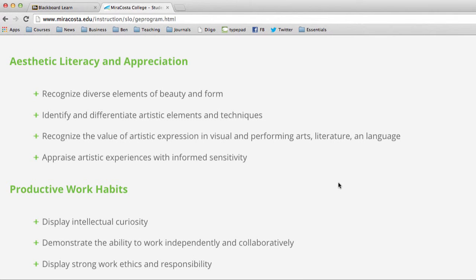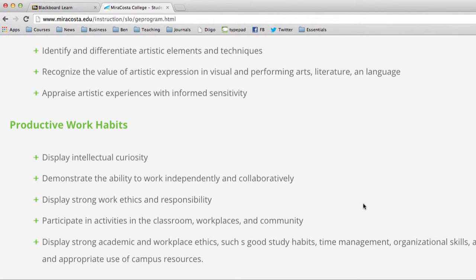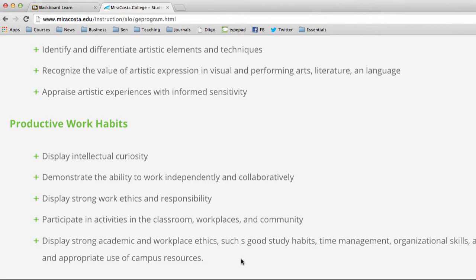Aesthetic literacy and appreciation. Again, four specific skills under there. And productive work habits. And again, a series of specific skills. Look at this last bullet point. This is a really good example of one that you would want to just take one of these skills from to focus on for a blog post or a body paragraph. Good study habits, or time management, or organizational skills, or efficient and appropriate use of campus resources.